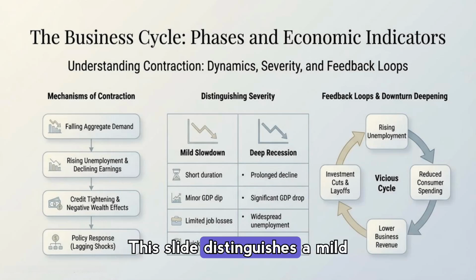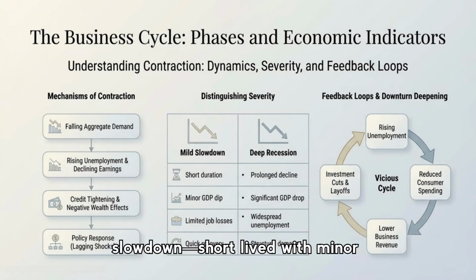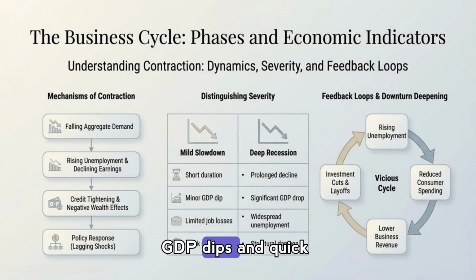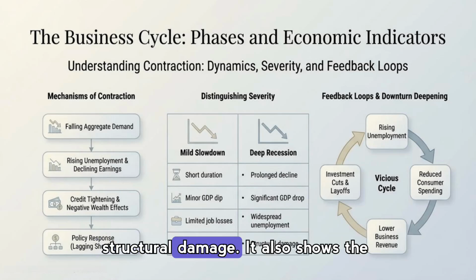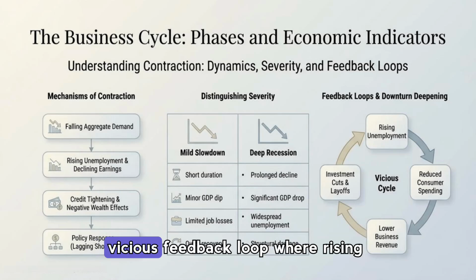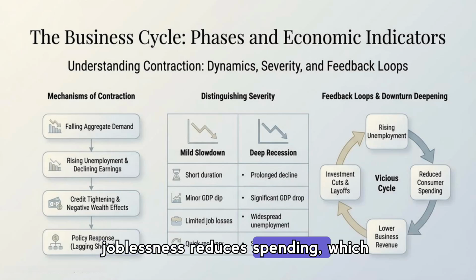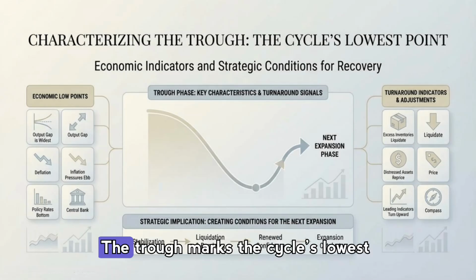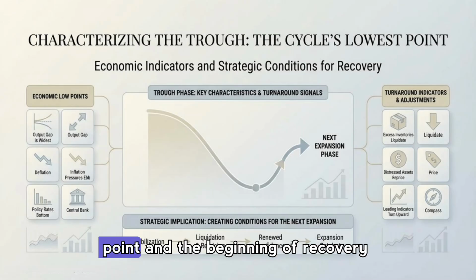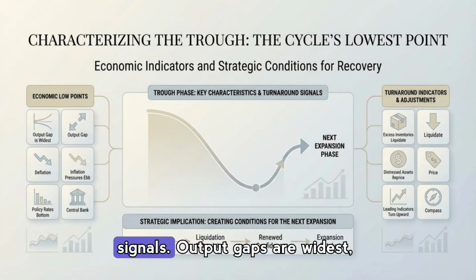This slide distinguishes a mild slowdown, short-lived, with minor GDP dips and quick recoveries, from a deep recession with prolonged declines and structural damage. It also shows the vicious feedback loop, where rising joblessness reduces spending, which in turn deepens layoffs and revenue shortfalls. The trough marks the cycle's lowest point and the beginning of recovery signals.